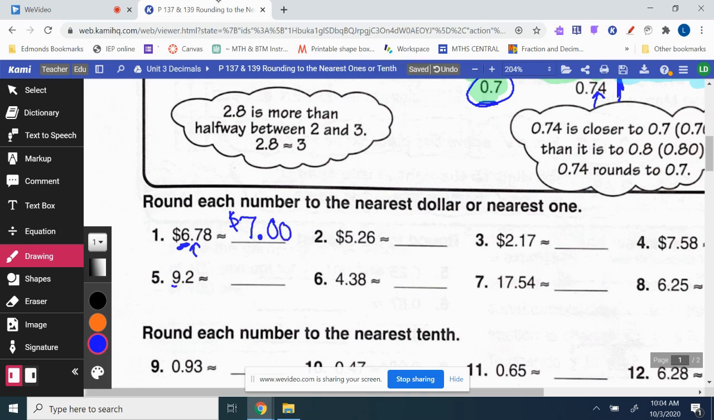This 9.2, this is what I'm rounding. So I look here, that's between 0 and 4. So this rounds down to 9.0. Number 7, 17 and 54 hundredths. I'm rounding to the nearest one. So I'm looking here. So this tells me 5 through 9 I have to round up. So this is going to change to an 8. The 1 stays the same, 8. Everything else becomes zeros.